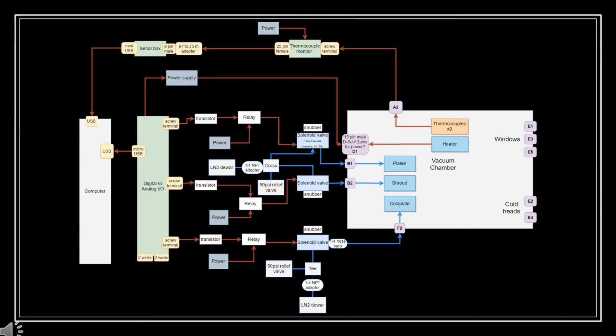This setup allows for the addition of multiple deposition plates, should we choose to produce and study more than one sample of CO2 ice at a given time.